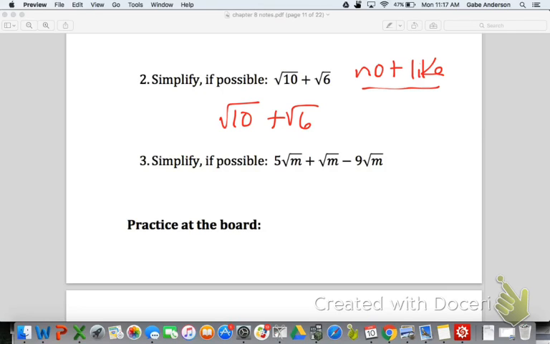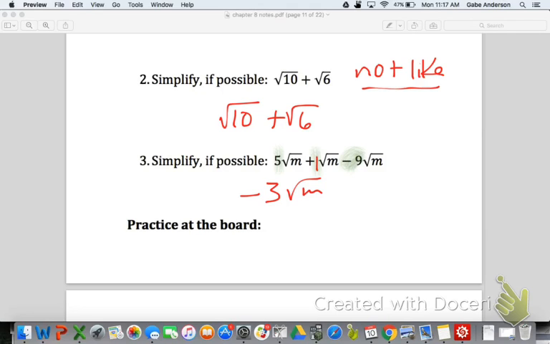When you are adding like terms involving these radicals, we're going to add our coefficients. What is the coefficient on the first term? 5. Correct. What is the coefficient on the second term? 0. Not 0, 1. So it's 1 root m. The coefficient on the last one would be negative 9. So when you go 5 plus 1 minus 9, you get negative 3. It was negative 3 root m for your final simplification.